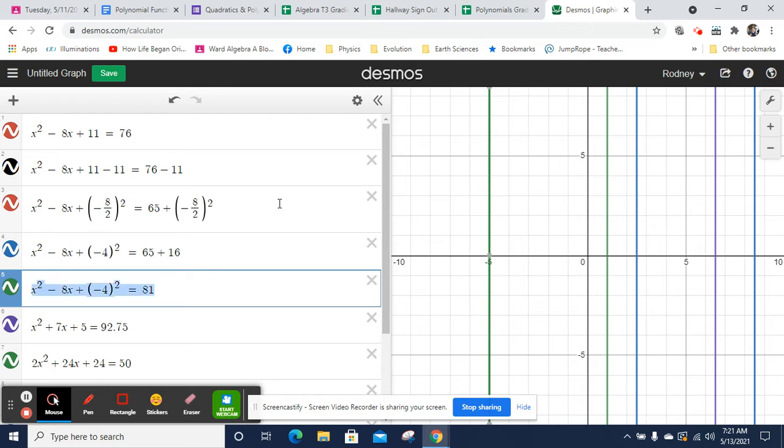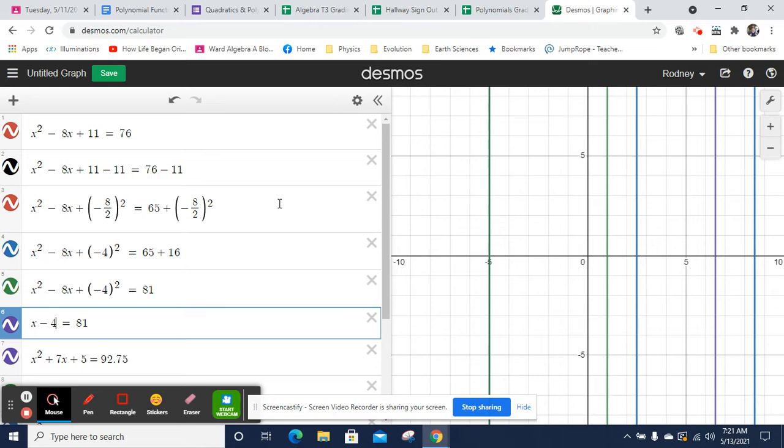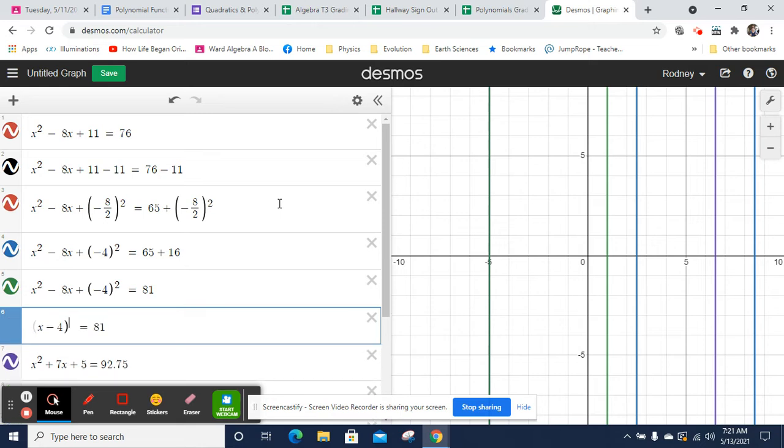Okay, now we're ready to factor on the left side. Since I left this as the square root inside the parentheses, when I factor this, I know that it's going to be x minus 4 squared. So the whole thing factors as x minus 4, put parentheses around that, and square it.